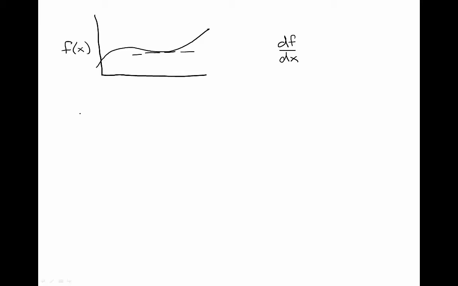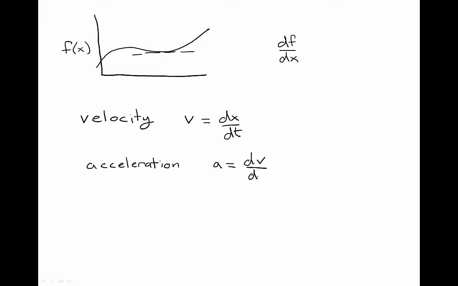Alright, so velocity is the derivative of position with respect to time. And acceleration is the derivative of velocity with respect to time. So here we're thinking about the derivative as the rate of change of a quantity. So velocity is the rate of change of position, acceleration is the rate of change of velocity.